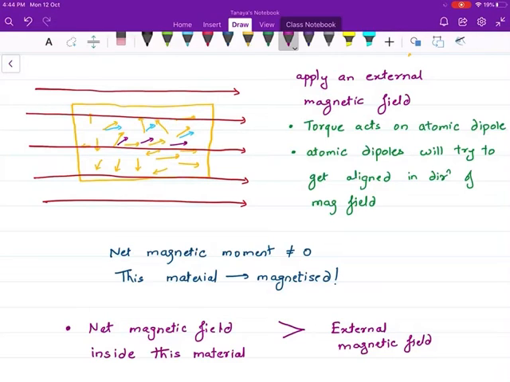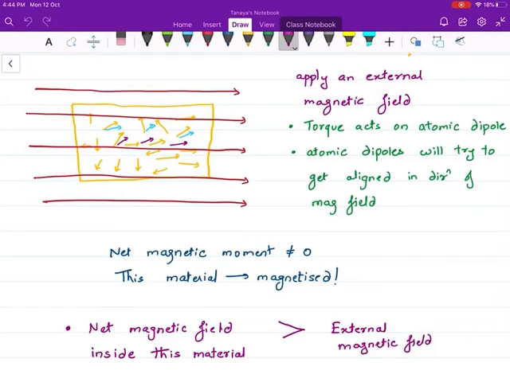Now the net magnetic moment is not equal to 0. There will be some magnetic moment because of this change in alignment of the atomic dipoles. Do you get my point? So what can I say? I say that this material is now magnetized. This material is magnetized because these atomic dipoles have aligned themselves. They are trying to align in the direction of this magnetic field. Is it not? So this material is magnetized.